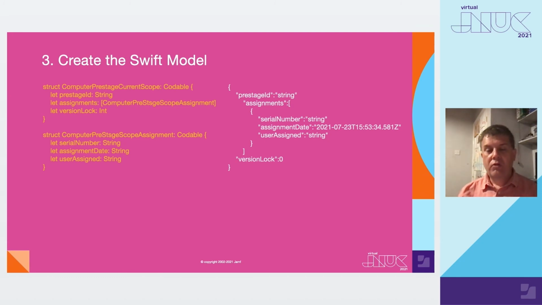So what you can do is query an object, in this case our pre-stage, and you get a version lock number. Then when you make a change to that pre-stage, you have to supply the version lock back to Jamf. So it then knows how to handle, and in what order to handle, any queries to that specific pre-stage. Okay, so the version lock is quite important. Without the version lock, you can't make any changes.